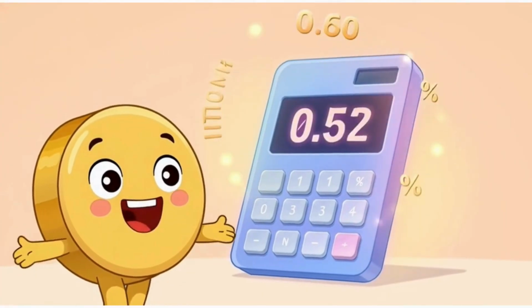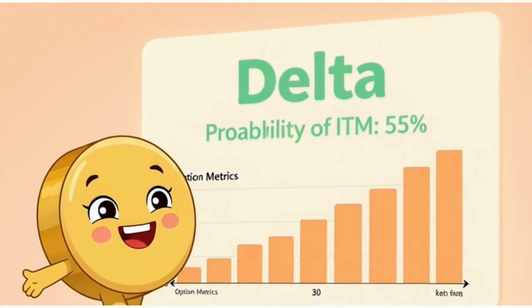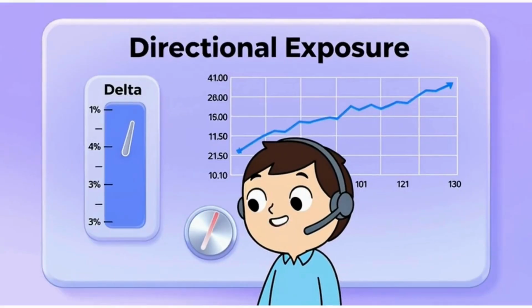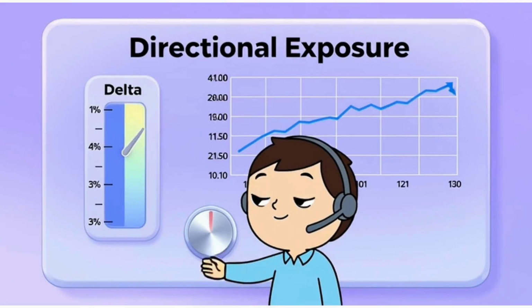Delta comes directly from the option pricing model, which estimates probabilities and expected movements. It also reflects the likelihood of the option finishing in the money. Traders watch delta to understand directional exposure and to manage how sensitive their position is to price changes.